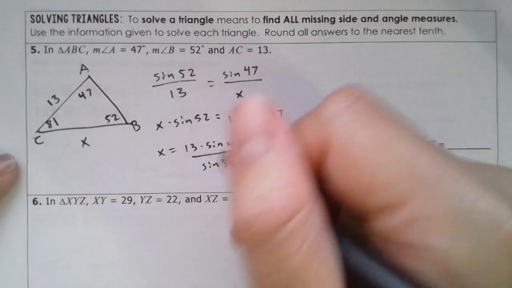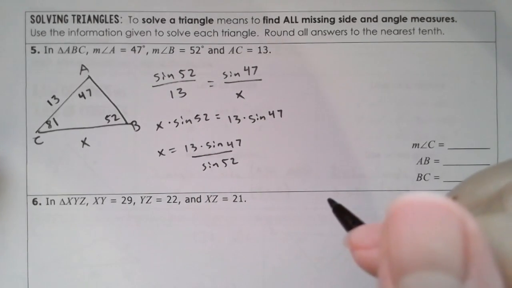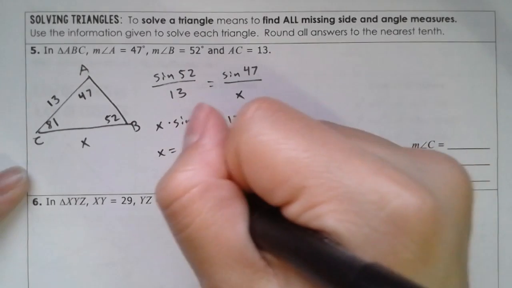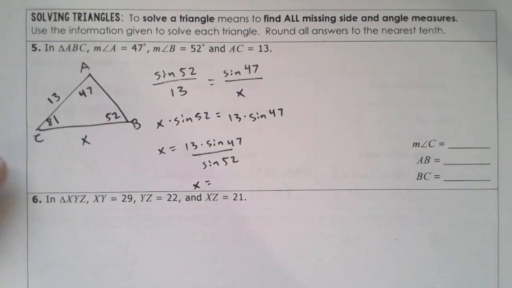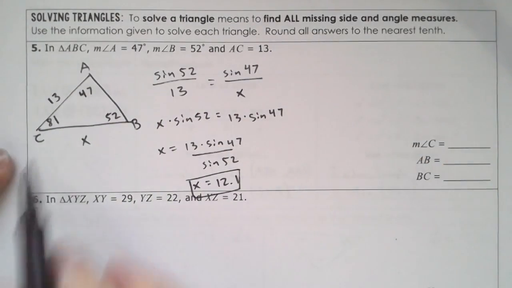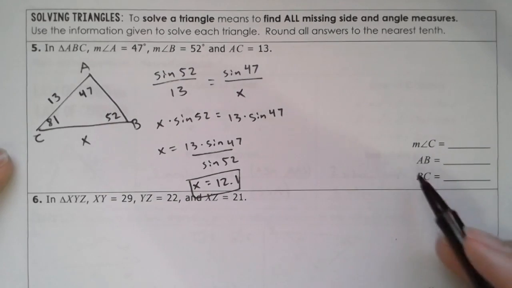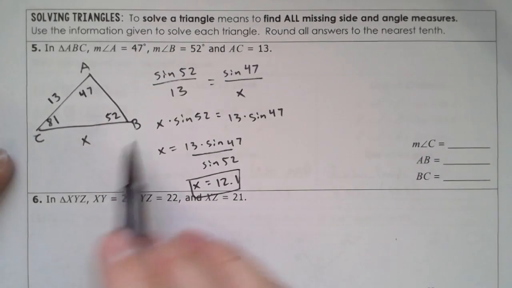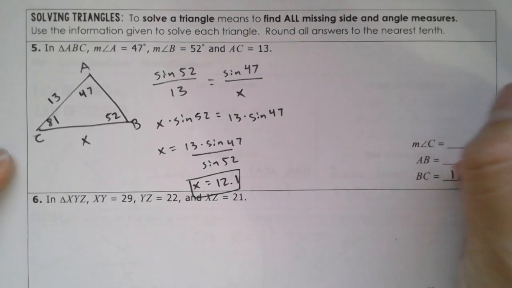When you put that in your calculator, you're going to get that x is equal to 12.1. So then CB is, might as well label these already. CB or BC is 12.1, so 12.1 here. We found angle C to be 81 as well.